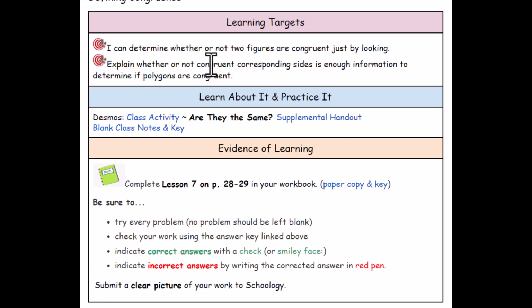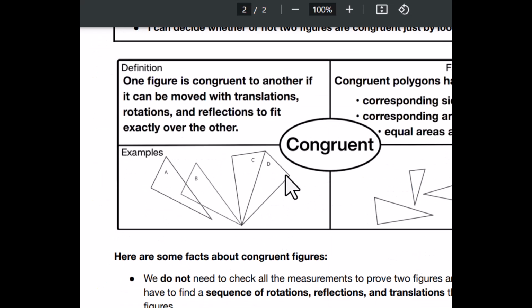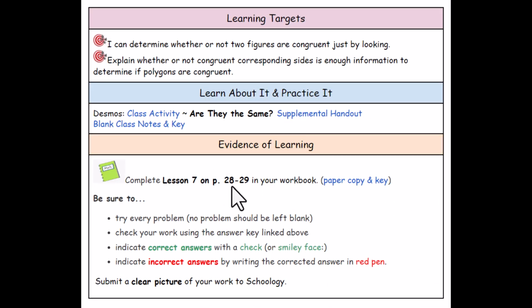If you've been absent, then you can finish up with the assignment that's assigned today by filling out the blank class notes in your notebook, and the key is right here linked up. Finish up on pages 28 and 29 in your workbook. Make sure you try every problem, check your work using the answer key linked up here, and indicate whether your answers are correct or incorrect as you're checking.